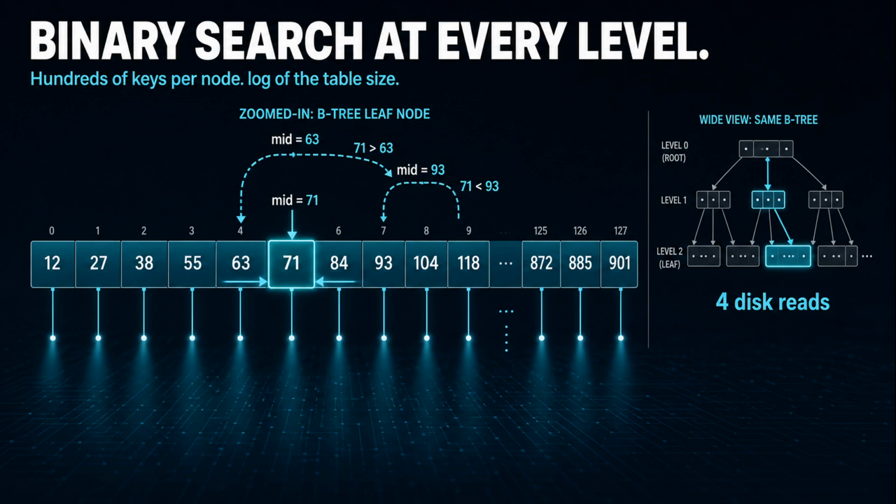Although at hundreds of keys per node, would a linear scan inside the node be faster? They are all sitting in the same cache line, basically. For a few hundred keys, sometimes yes. Real engines benchmark it and pick.